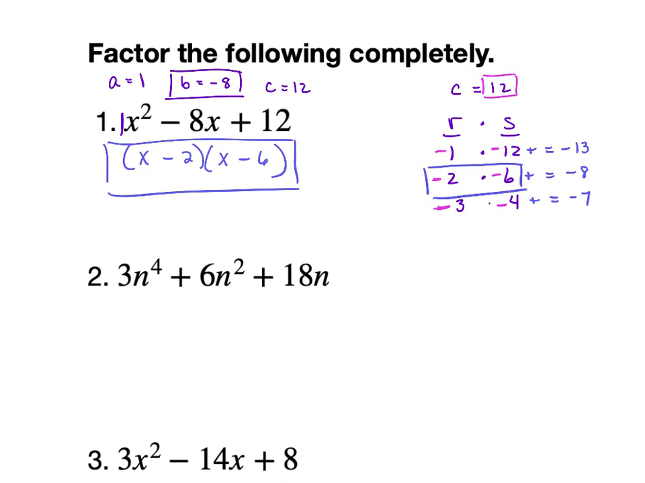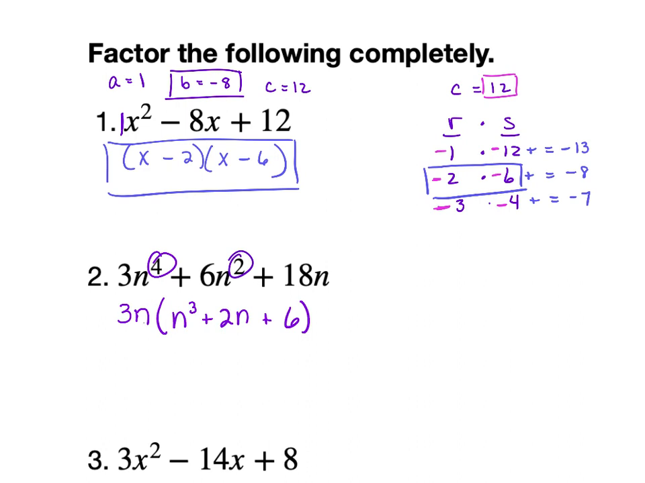Next one, let's look for a GCF. It looks like everybody's divisible by 3, but also an n. So 3 divided by 3 is 1, and then n to the 4th, and I'm taking away one n, so that's n cubed. 6 divided by 3 is 2, and I'm taking away one of those n's, so it's just n. And then lastly, 18 divided by 3 is 6, and n, take away the n, is no n's left.